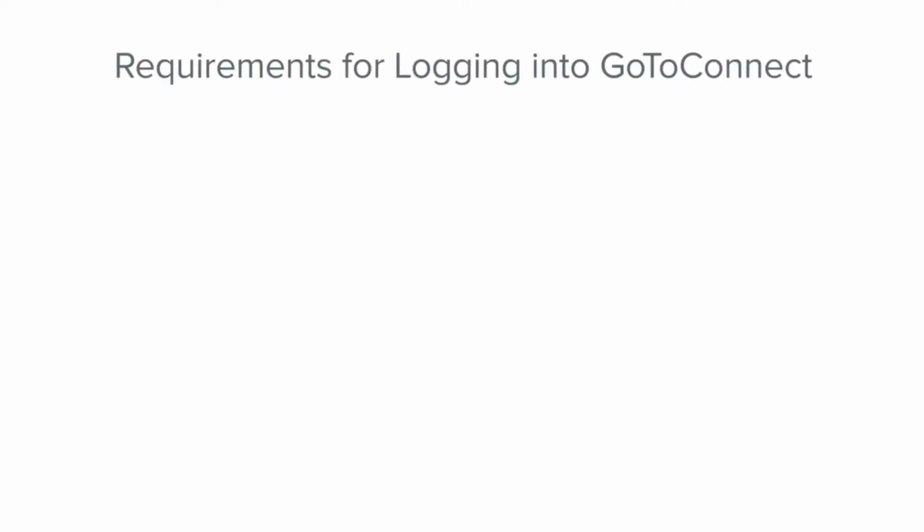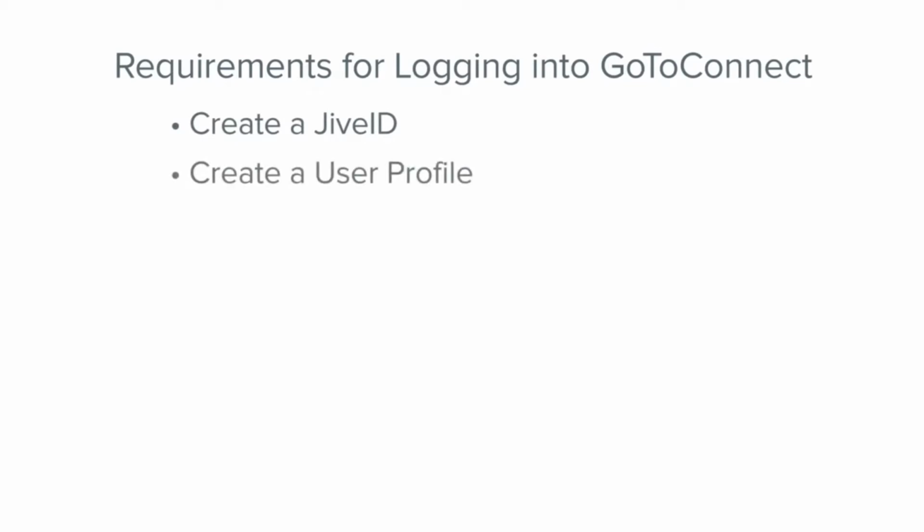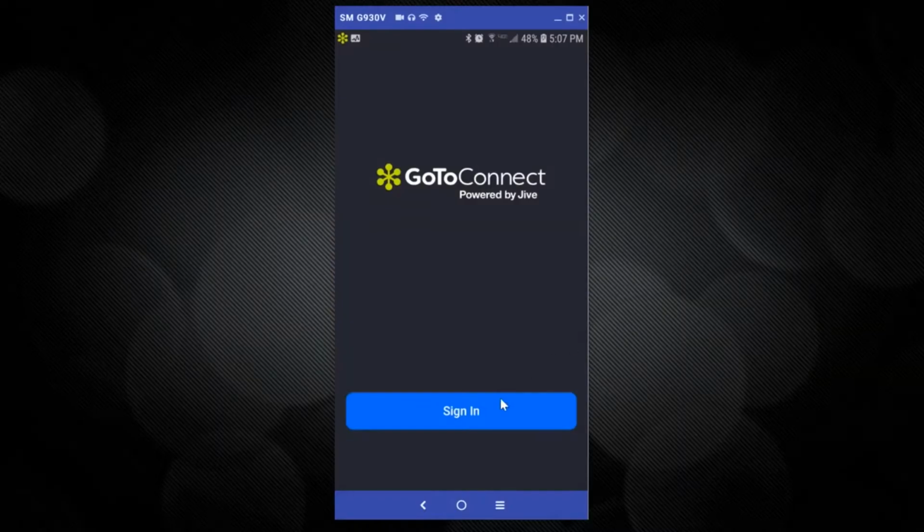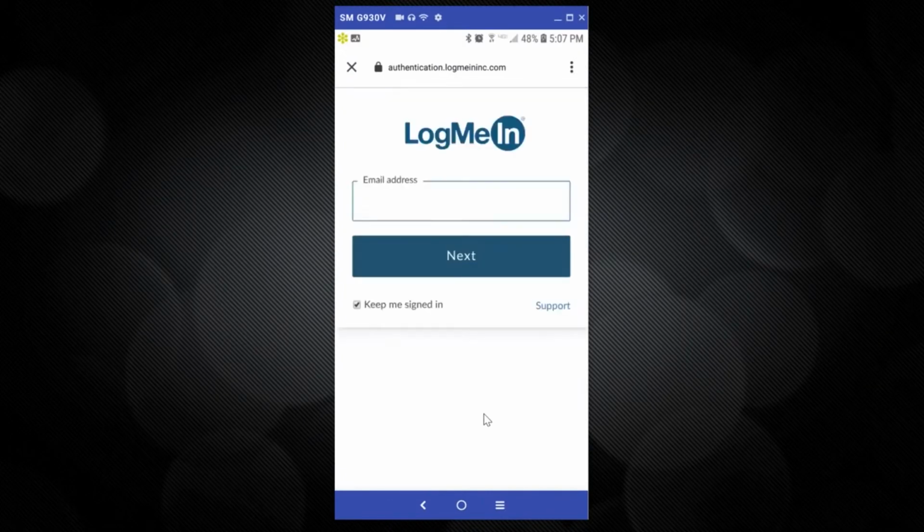Now, it should be noted that your system administrator needs to have done a few things on their end before you can use the app as well as GoToConnect. They need to have created your Jive ID, which is typically your business email address, created your user profile, and assigned a line extension to you. If those steps have not been completed yet, please contact your system administrator. Log in with your credentials.